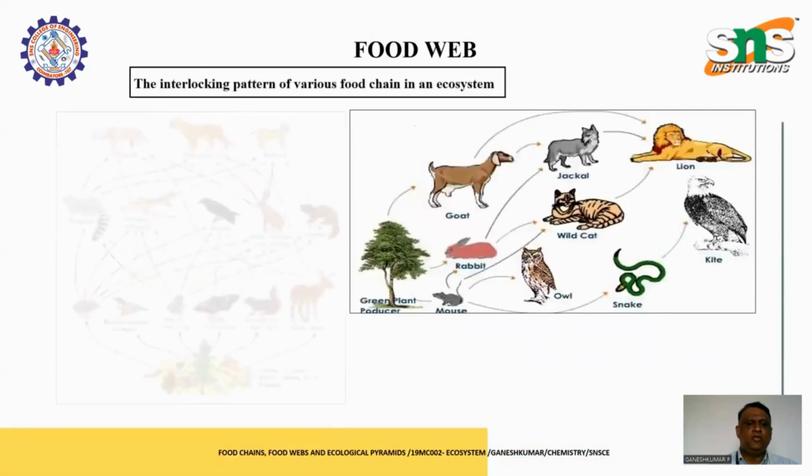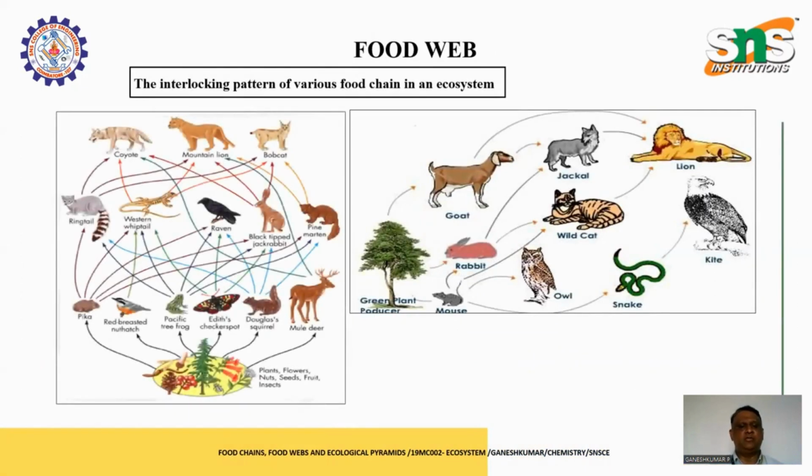What is a food web? A food web is an interlocking pattern of various food chains in an ecosystem. It's not a linear one. It's a complex one. It has multiple interlocking systems.